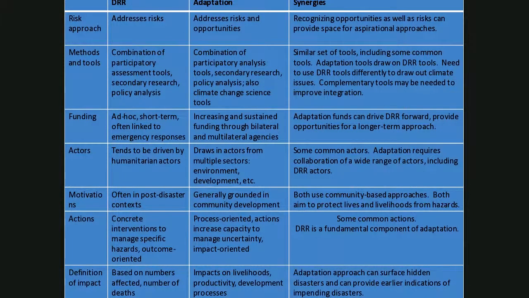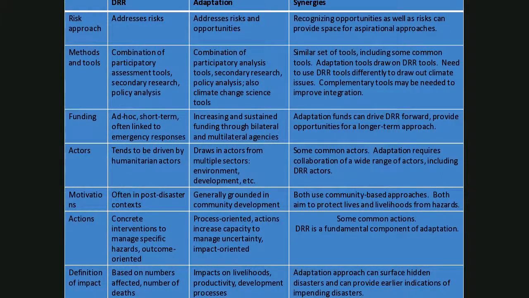Actions, let's look at actions. Concrete interventions to manage specific hazards. If we're talking about DRR, we're going to be doing specific concrete interventions that are going to deal with a hazard or multi-hazards. Most organizations nowadays are looking at multi-hazards. For example, when you have a typhoon, you also have flood and landslides. So they look at how all of these things connect. And then you produce proposals that say, okay, we're going to do a risk reduction program in this particular community to help reduce the impact of typhoons, floods, and landslides in that community.